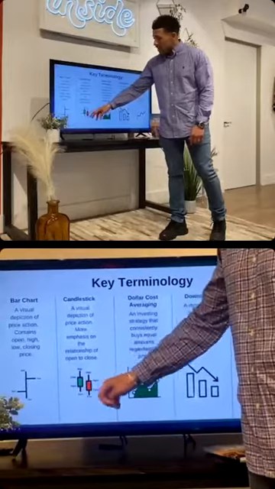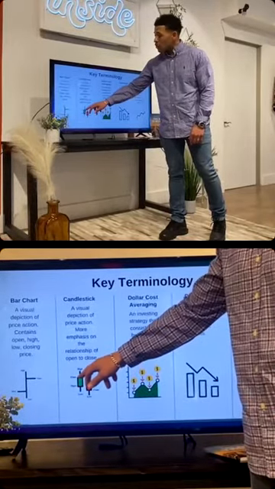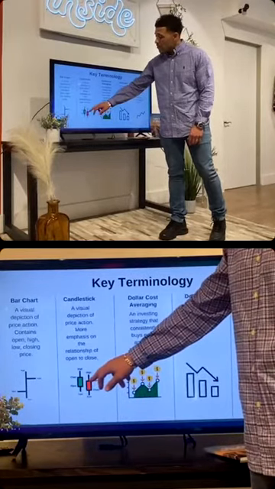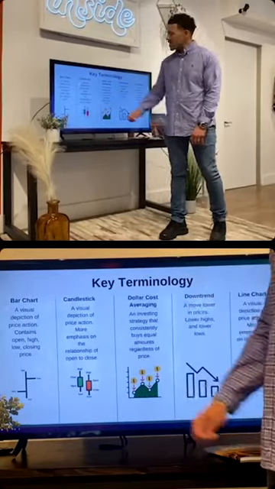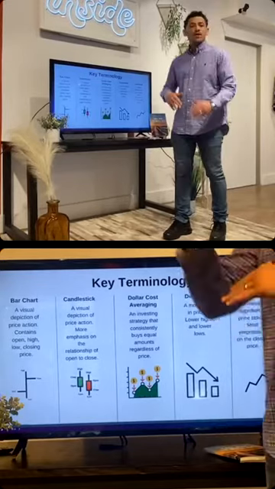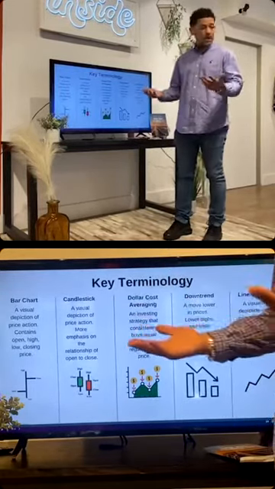When the candle is green, your open is at the bottom and your close is at the top. When your candle is red, your open is at the top and your close is at the bottom. Candlesticks are a real good way of looking at that battle between the buyers and the sellers and seeing who won the battle for the day, the week, or the month.